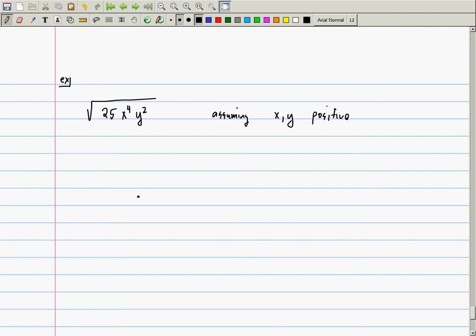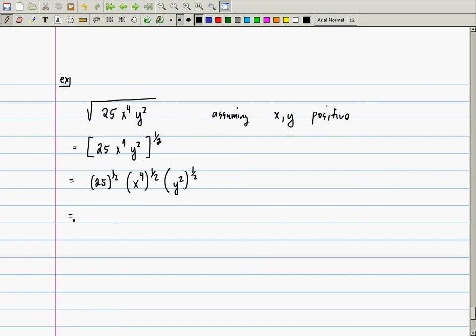Since this is the first example, I'll do it verbosely. You can say, this is 25 x to the 4 y to the 2, all to the exponent, and I'll switch the radical to a fractional exponent: 1/2, because when the index is missing, the index is understood to be 2. Now the 1/2 can be distributed to each part: 25 to 1/2, x to the 4 to 1/2, y to the 2 to 1/2.